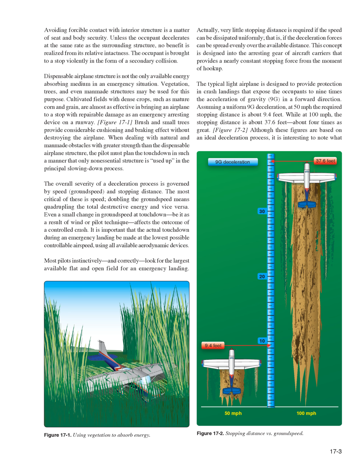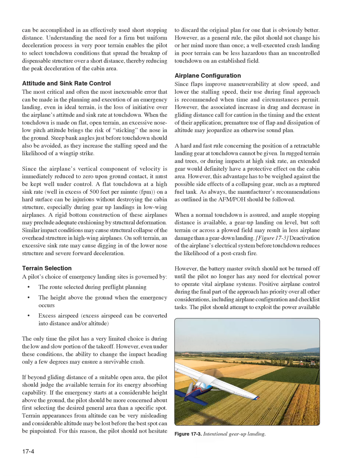Assuming a uniform 9g deceleration, at 50 miles per hour the required stopping distance is about 9.4 feet, while at 100 miles per hour, the stopping distance is about 37.6 feet, about 4 times as great. Figure 17.2: although these figures are based on an ideal deceleration process, it is interesting to note what can be accomplished in an effectively used short stopping distance. Understanding the need for a firm but uniform deceleration process in very poor terrain enables the pilot to select touchdown conditions that spread the breakup of dispensable structure over a short distance, thereby reducing the peak deceleration of the cabin area.